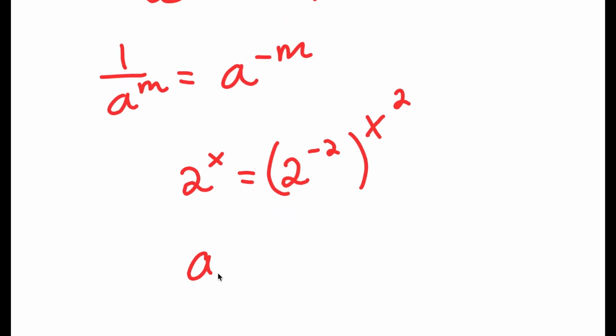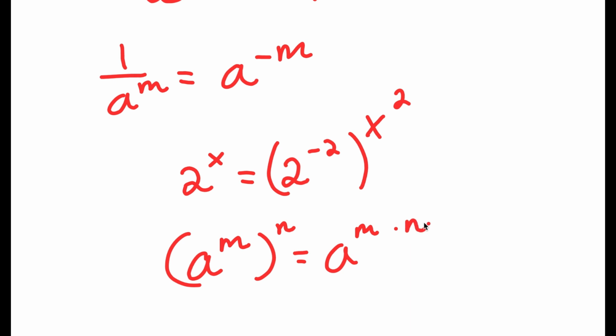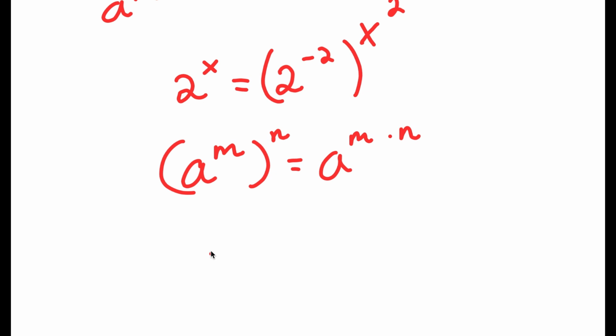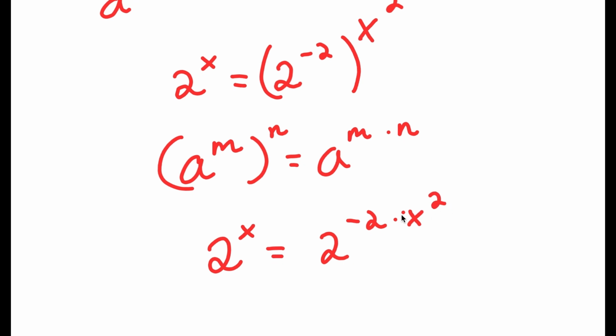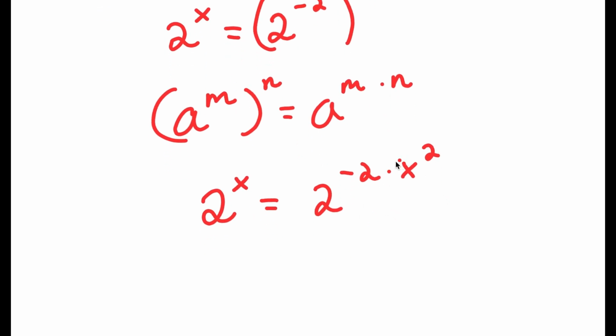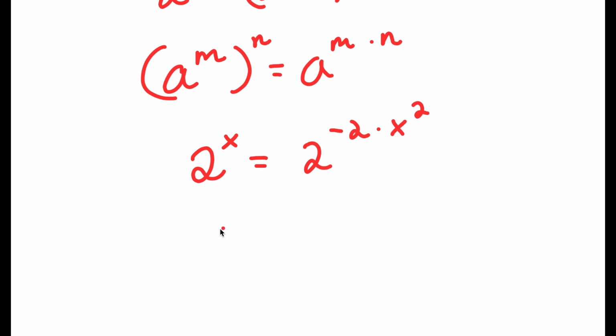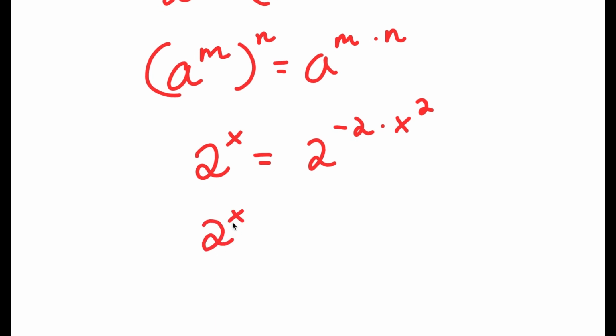Now, if I have something in the form a to the power of m to the power of n, this is equal to a to the power of m times n. So 2 to the power of negative 2 to the power of x squared is going to equal 2 to the power of negative 2 times x squared. And negative 2 times x squared is negative 2x squared.